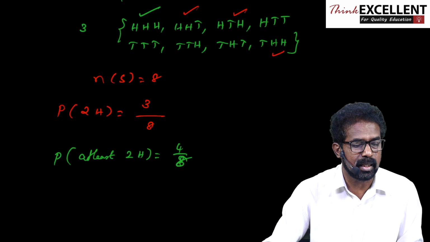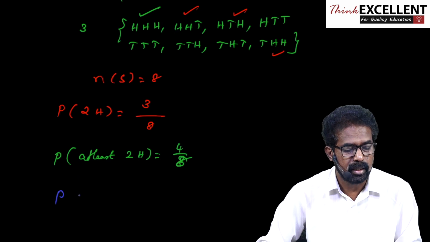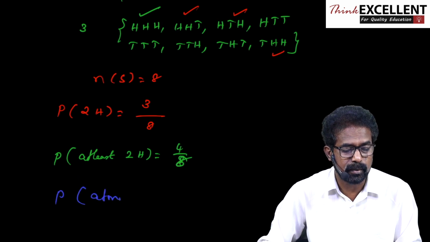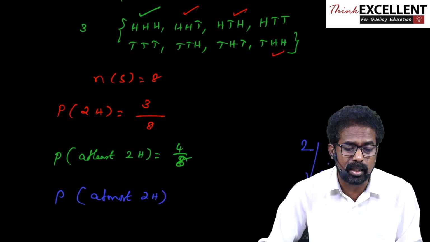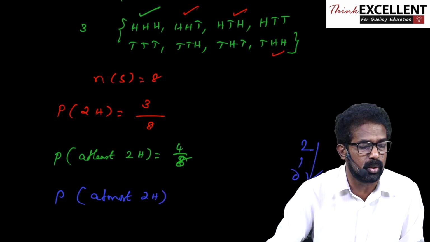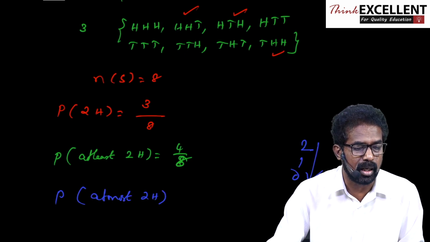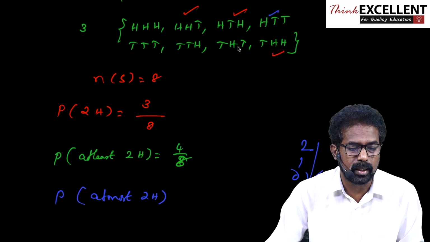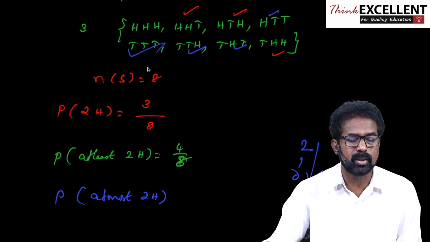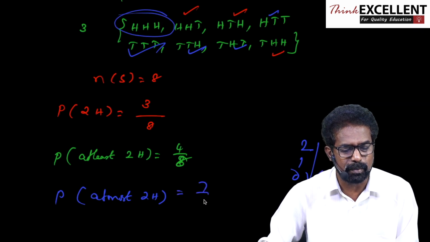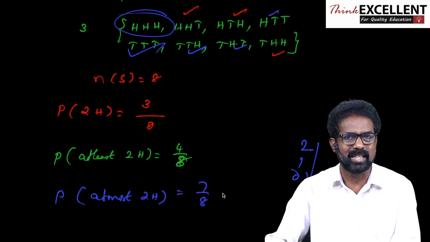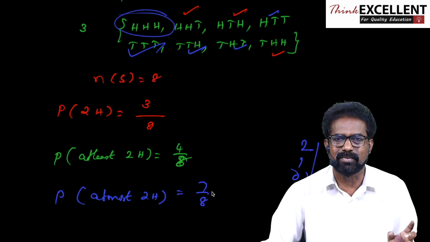I'll give another one. Probability that at most 2 heads. At most 2 heads means maximum 2. 2 or less. 2, 1, 0. You can't take that 3, right? 2 heads you can take. Along with that, even 1 head you can take. Even 0 heads you can take. You can take everything except this one, right? So your answer is 7 by 8. Just one word difference, right? Makes the entire answer different, right?